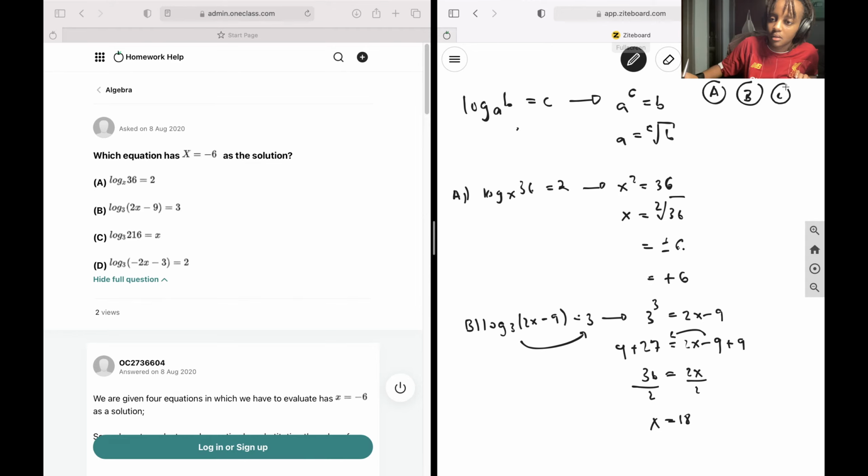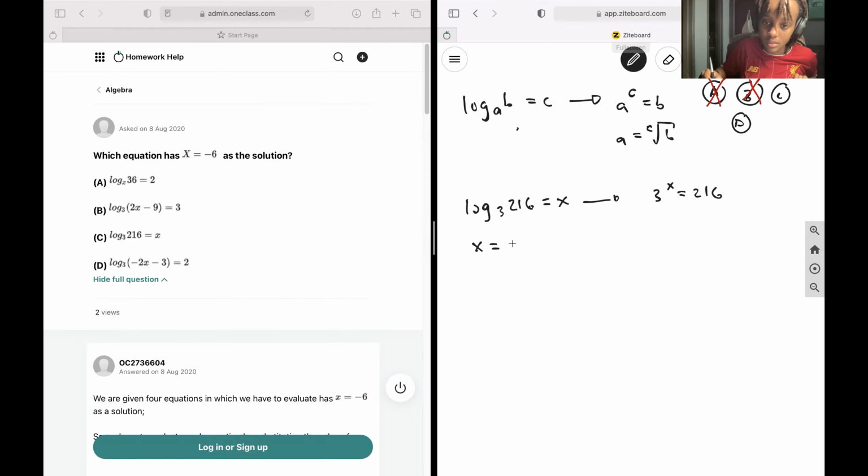Okay, on to the next one, C. And that one just states that log base 3 of 216 is equal to x, and we can just put this in the calculator for what it is. Expressed in exponential form would be 3 to the power of x is equal to 216. You will find that when you plug it into the calculator, x is equal to +6. So again, this is not the solution that we're looking for. And that leaves us with D.